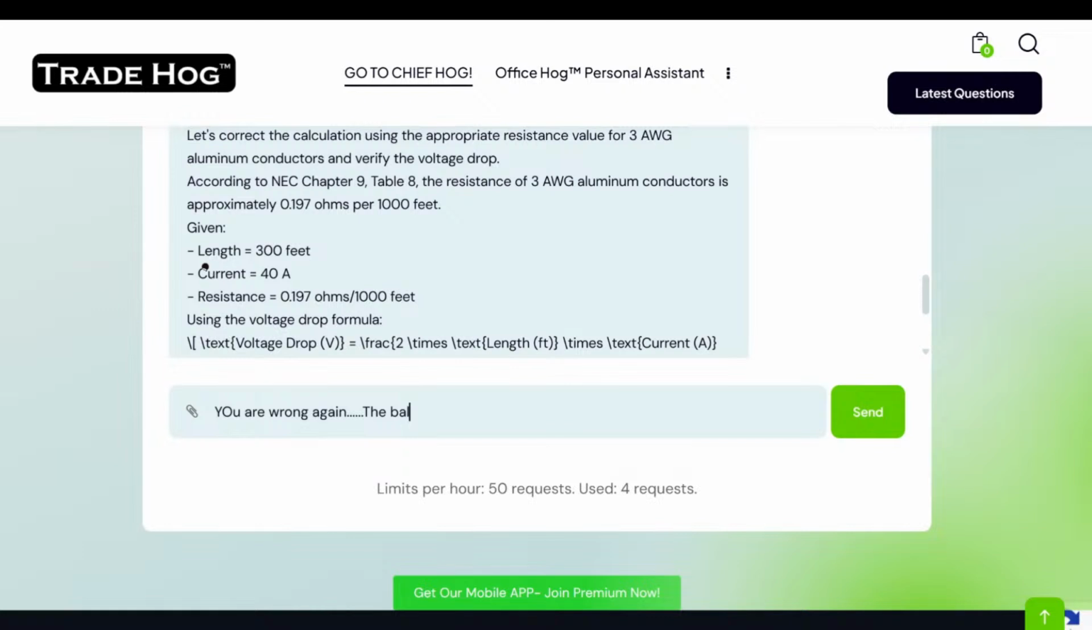The value for 3 AWG aluminum is, and again, let me double check that for 3 aluminum. Let me just double check it because I don't want to tell it's wrong and it learns the wrong module. Is 0.403. Is 0.403 at, now this might be a difference, 75 degrees C. All right, so watch this.